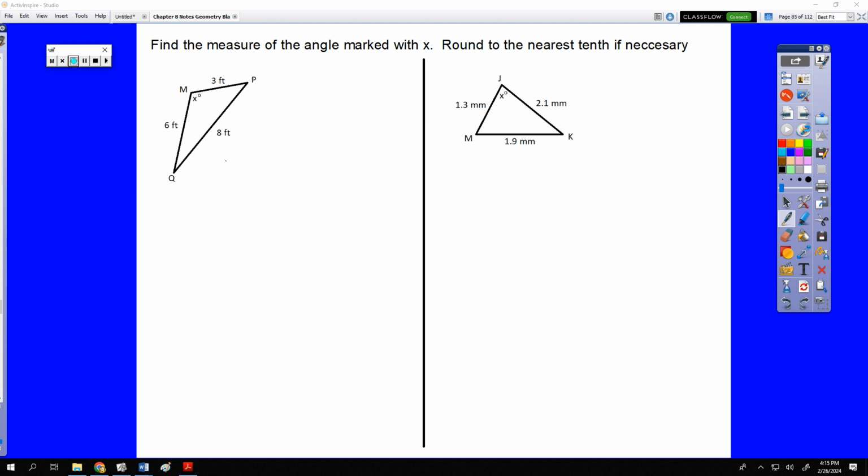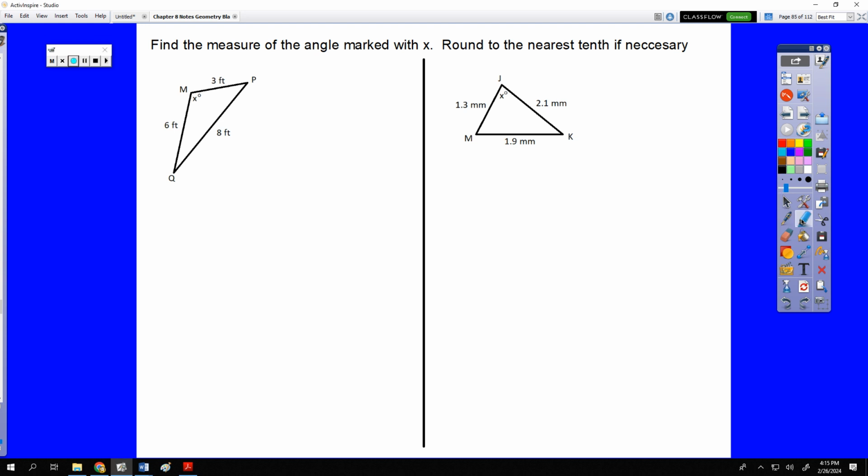This is the second of 3 videos covering the second half of Chapter 8, Section 6, which covers the law of cosines. In the last section we were given side angle side and we were asked to find the third side. Now we are given 3 sides and asked to find an angle.